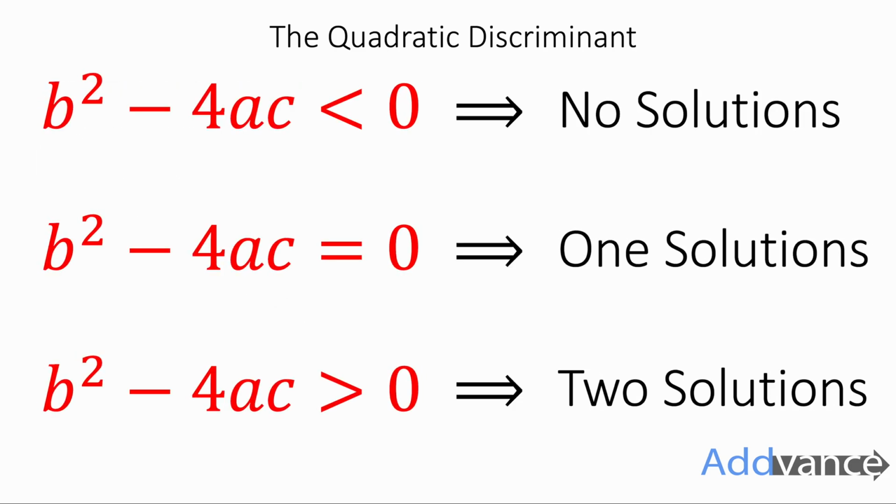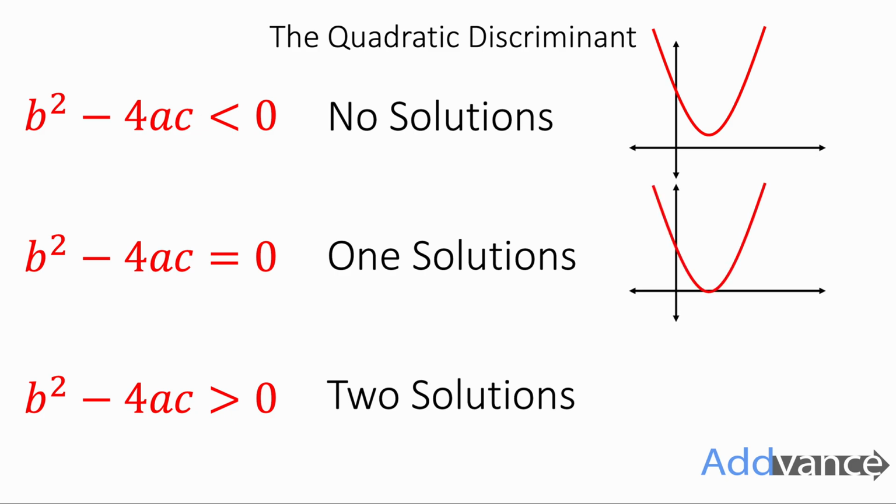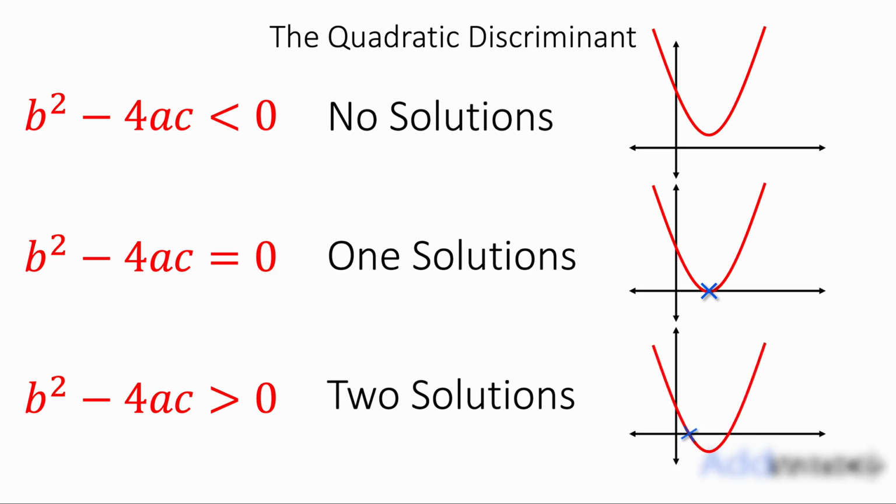This tells us a lot about quadratic equations. It tells us if there are no solutions to the quadratic, if there is one solution, or if there are two separate solutions. On a graph it looks like this. If the discriminant is less than 0, the quadratic will never equal 0, and it will be above the axis. If there's one solution, it will have one root where it hits 0, and if the discriminant is more than 0, it will have two separate solutions like this.